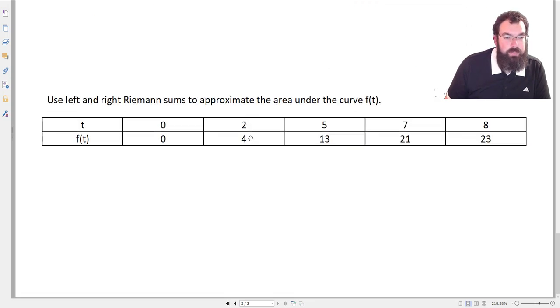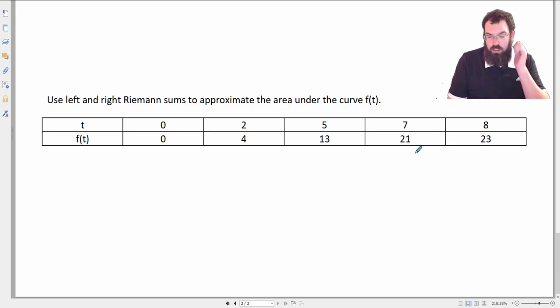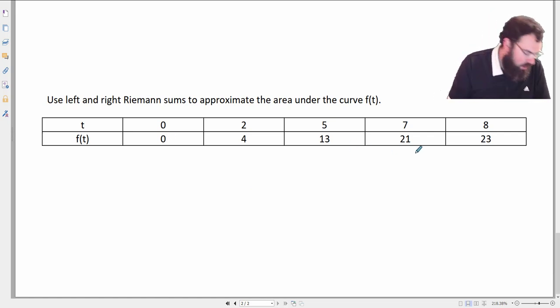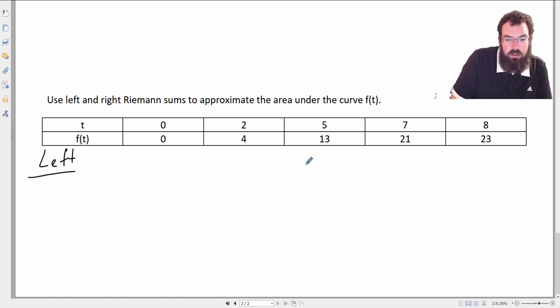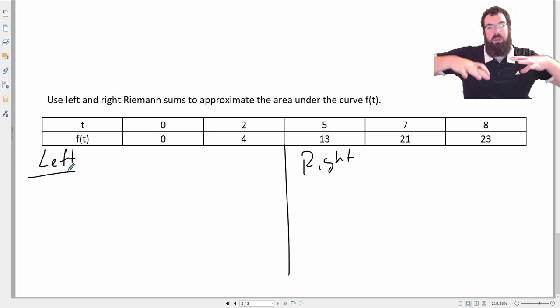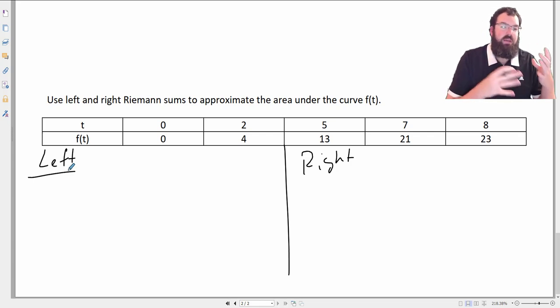Okay, let's go down to the last one here. Use left and right sums to approximate the area underneath the curve. And so because my curve is this, I've given it ordered pairs in a table here. Basically what I want to do is, let's do this from now on, left and right. Okay, so I want to find the area from each section to the next, right? So this is going to be different. Not each height of the rectangle is going to be the same value.